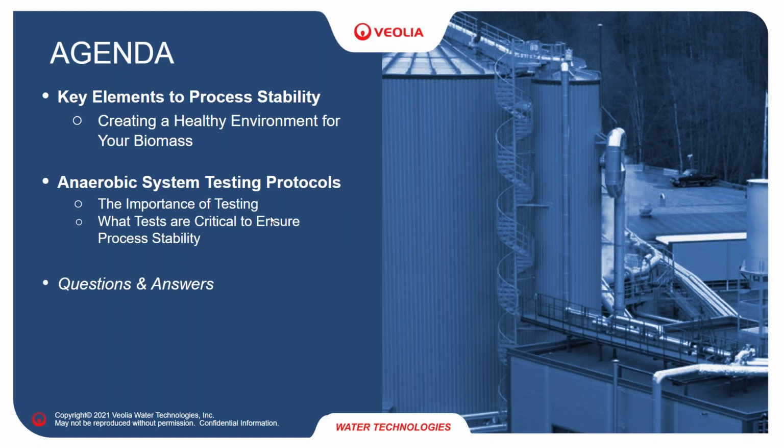Agenda. A couple of things we're going to talk about today. Key elements to process stability, and that's creating a healthy environment for your biomass, which is all important. Without the health of the biomass, your anaerobic system's not going to work. And anaerobic system testing protocols: what testings are important and what the test results should be in a typical reactor so that you have a stable and healthy anaerobic bacteria biomass in your reactor.